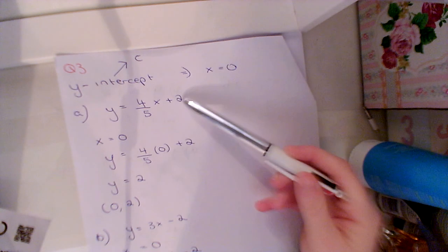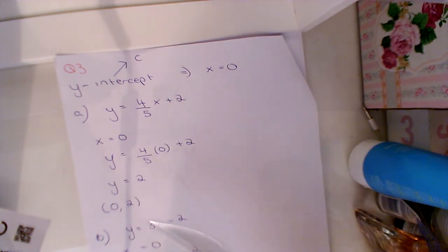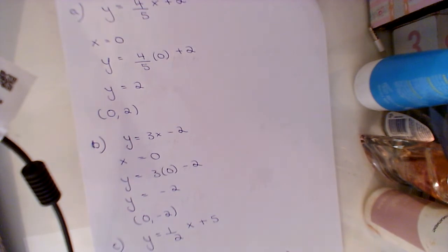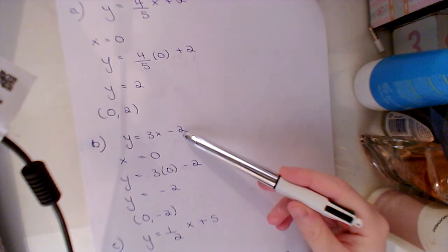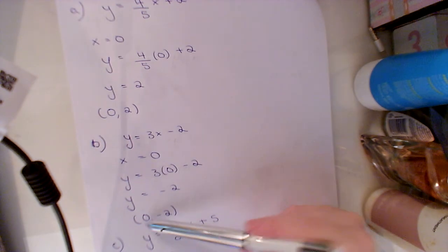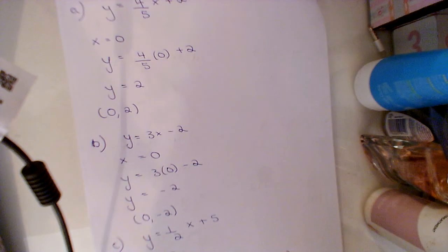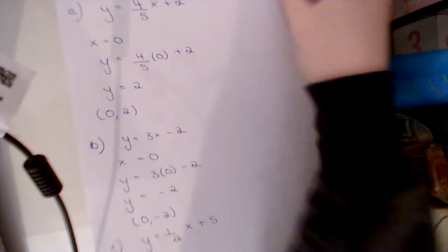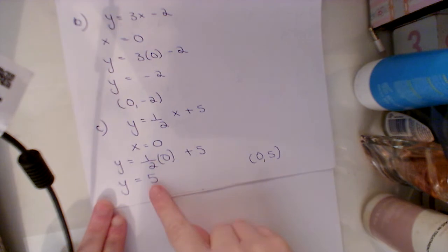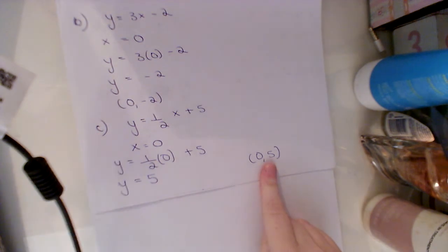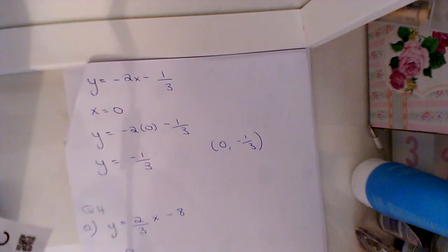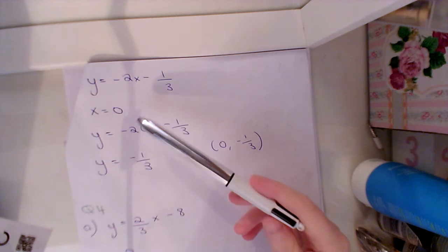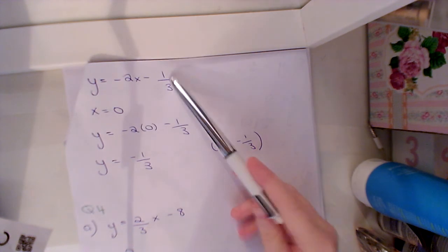Part B, letting x equal to 0 again, I get my y-intercept to be minus 2, so that point would be 0, minus 2. Part C, I let x equal to 0 again, so when I sub in x equal to 0, I get y is equal to 5, so that coordinate would be 0, 5. Now I'm on to part D, letting x equal to 0 to find my y-intercept. I get my y-intercept is minus 1/3, so that point would be 0, minus 1/3.